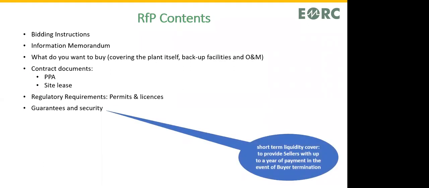Mark mentioned that we're working on a risk mitigation project for GPA at the moment. And in part, it looks like it's going to be partially a guarantee, which will give short-term liquidity cover to provide sellers with up to a year of payment in the event of termination. And then an insurance product, which will be a subscription to a global insurance product to pay out on termination caused by a force majeure event.